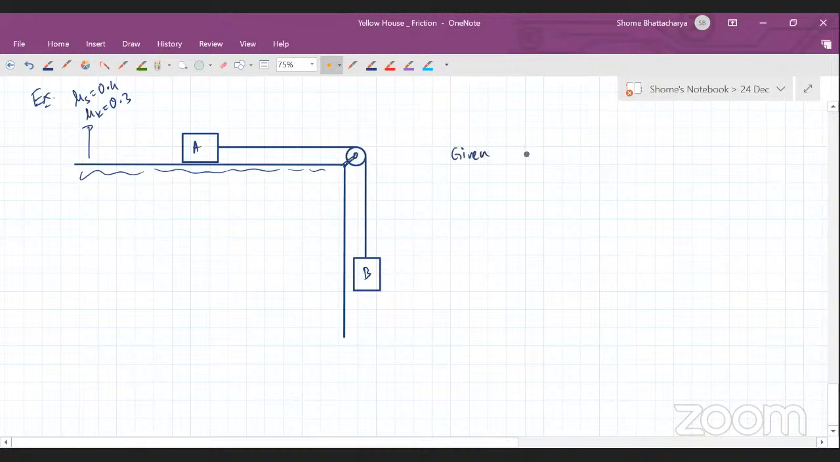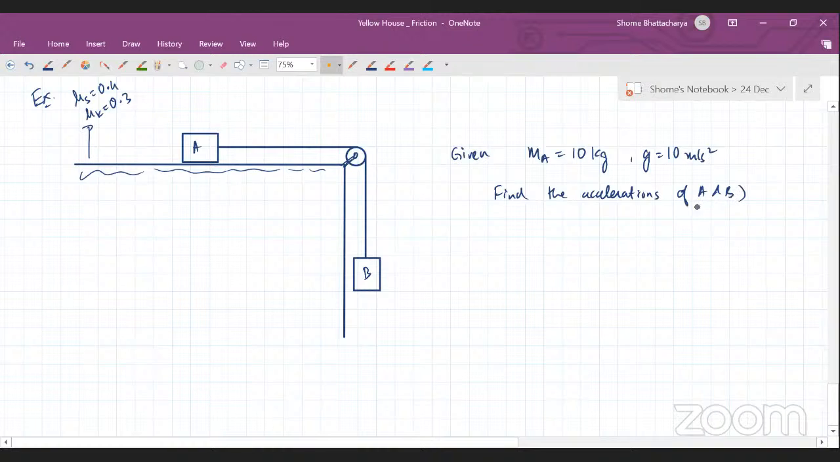Given mass of the block A is 10 kilograms, g is 10 meters per second squared. Find the acceleration of A and B if mass of B is 20 kg, mass of B is 60 kg.